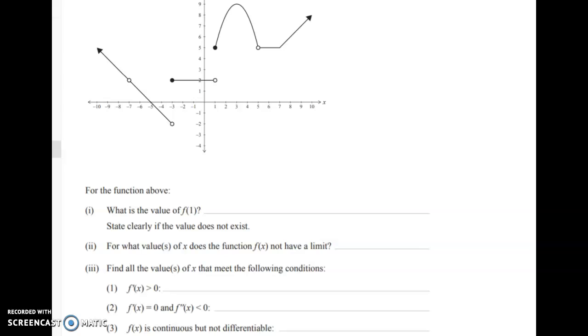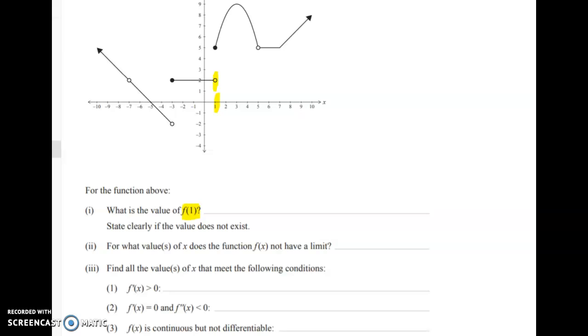So to start with, what is the value of f at 1? Or state clearly if the value does not exist. So this is saying when x is 1, what is the value of the function? And what we're looking for here is that here's x is 1. We've got 2 things going on.